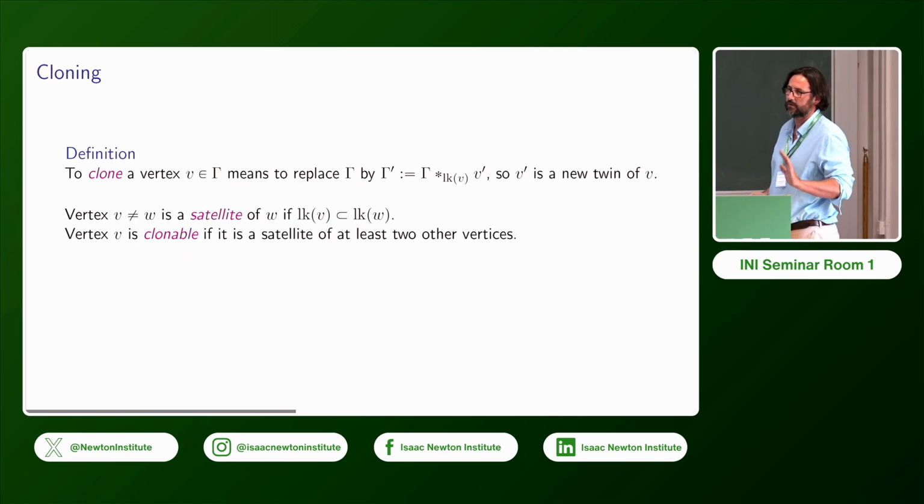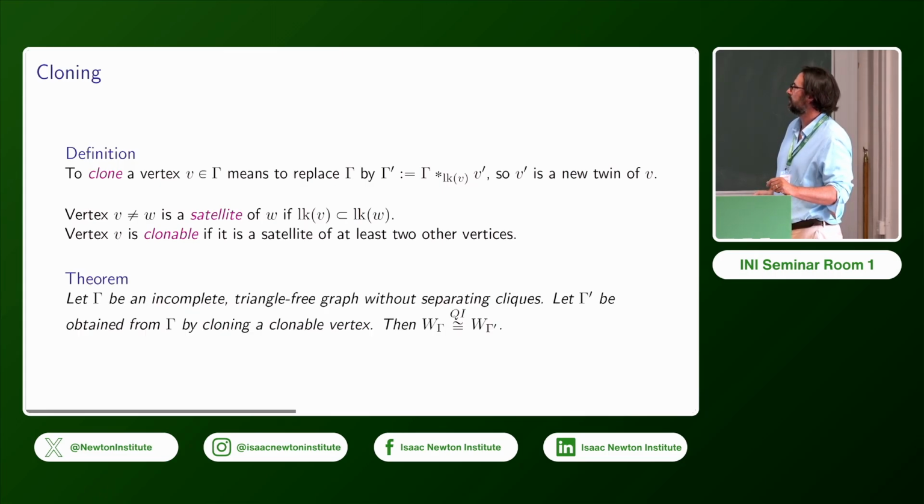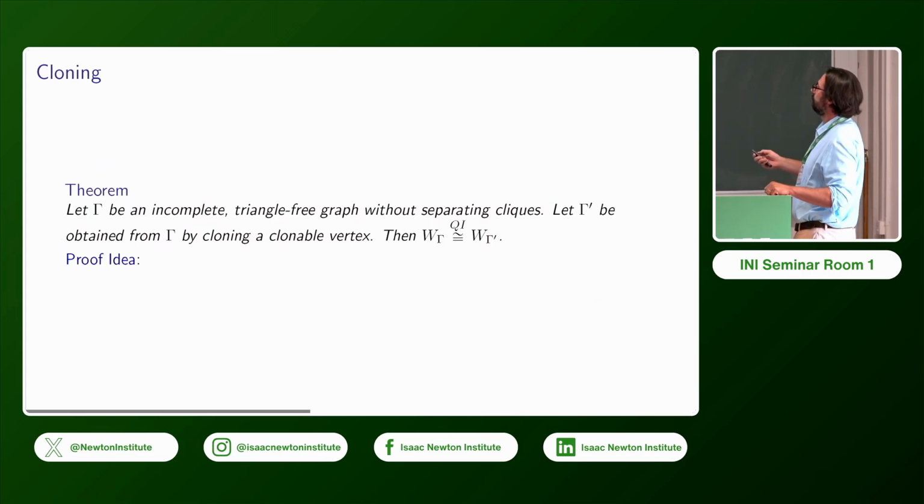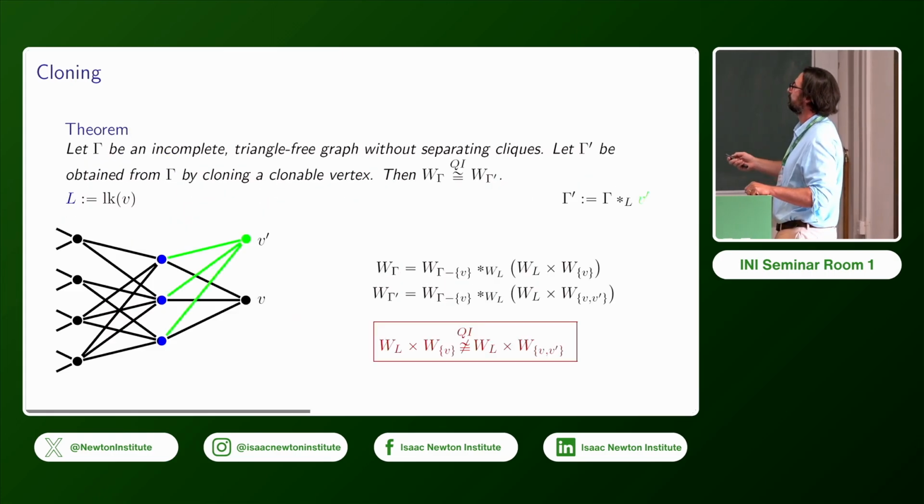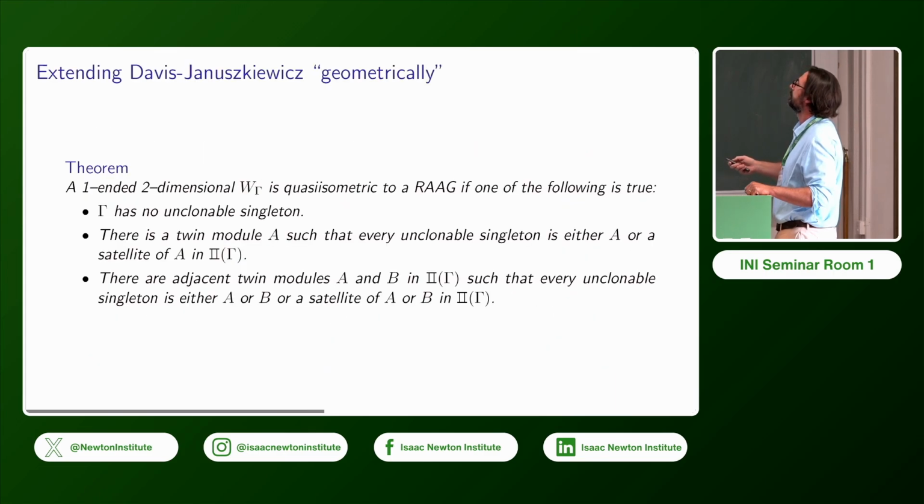So you can't just clone any vertex you like. There's a condition. So v is a satellite of w if the link of v is contained in the link of w. And what we need is, if I want to clone v, it's clonable if it's a satellite of at least 2 other vertices. And then the theorem is, if your vertex is clonable, then when you do this cloning, you don't change the quasi-isometry type of the Coxeter group. So I'm going to skip the proof of that theorem, just for time, so don't look.